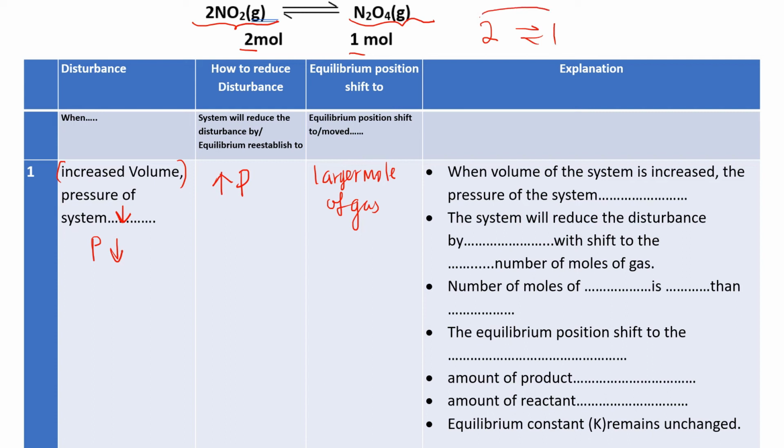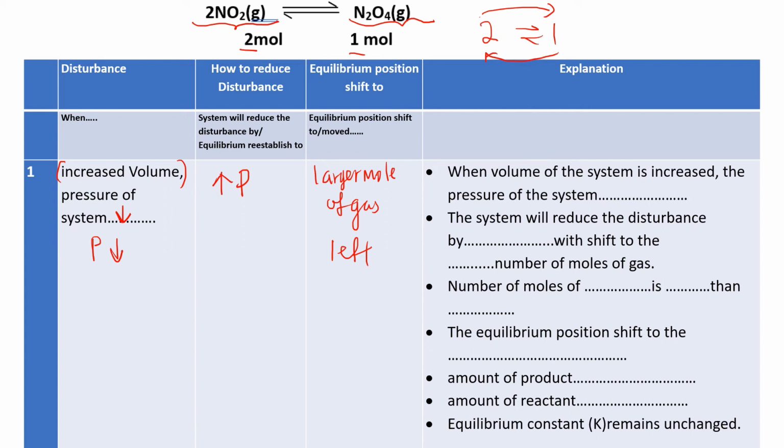If I shift to the right side, you produce less. 2 to 1 is less. But the left side, 1 to 2, is a larger number of moles of gas. So you will shift to the left side. So after I do the analysis, now we'll do the explanation based on the sentences.